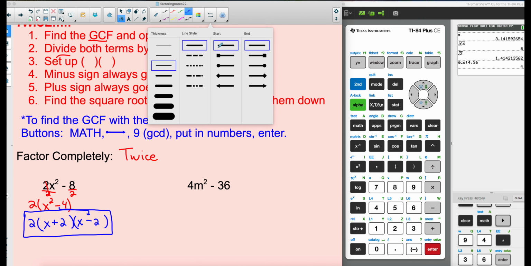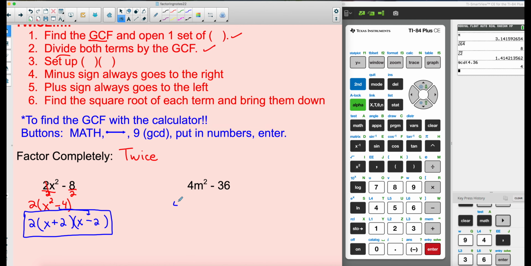So here's what you do. We're going to put 4, and we're going to open one parenthesis. That's the first step. Second step says divide both terms by the greatest common factor. So we're going to divide this set by 4. And we're going to divide this set by 4. 4 divided by 4 cancels, guys. That's what you're looking for. The m squared comes down. Minus sign comes down, and 36 divided by 4 gives you 9.